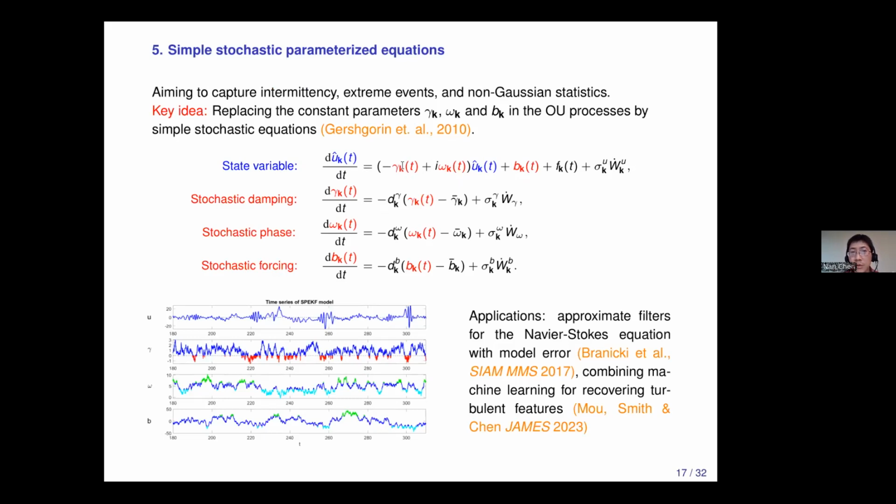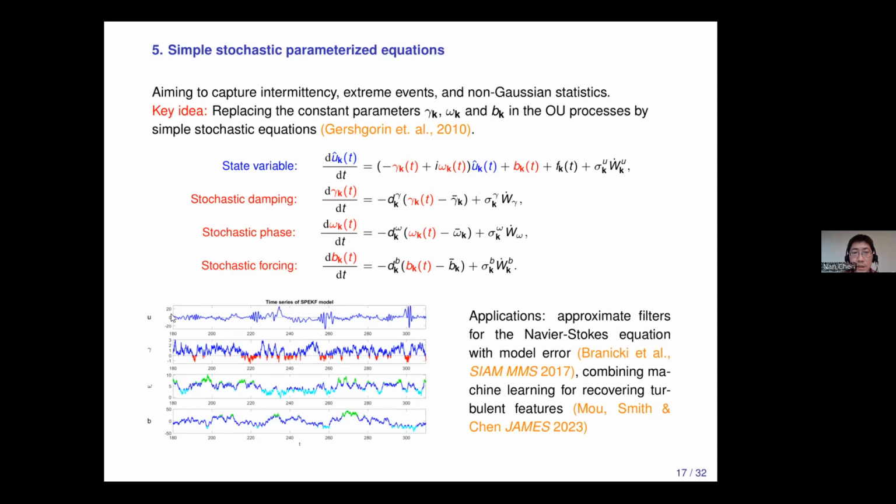But now we can do something slightly fancier. We can say, hey, let's make this gamma, omega, and this B to be a stochastic process instead of just a constant. And for each of these three variables, we use a simple OU process to describe their time evolution. So overall, if you think about this four-dimensional system, that becomes a nonlinear equation, right? Because gamma now will multiply by this u, and similarly, omega will be multiplied by this u. So overall, it's nonlinear, so you are able to trigger nonlinear, non-Gaussian features.